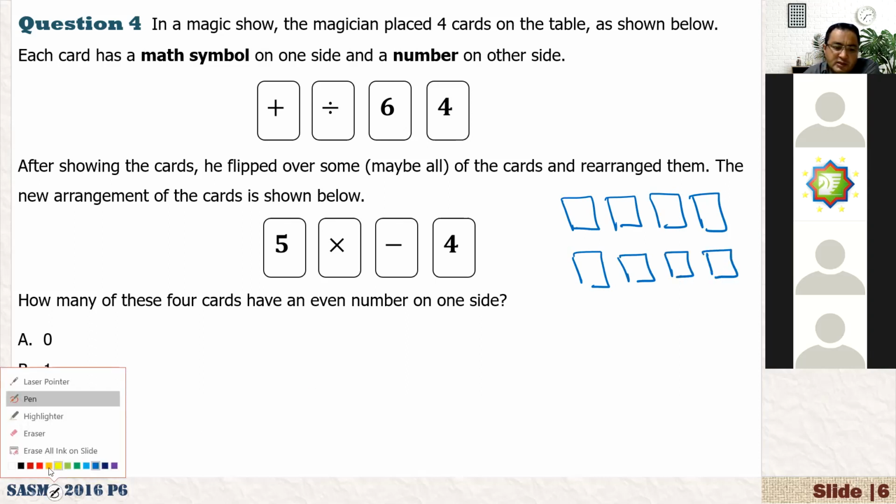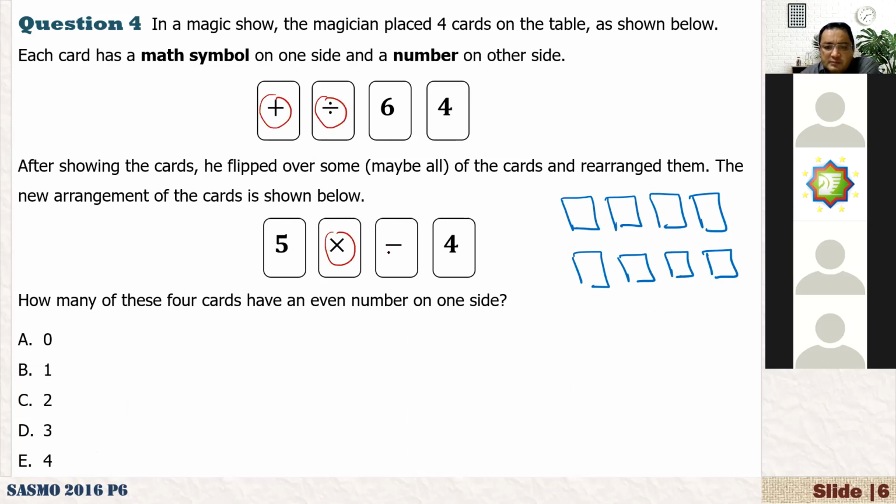As we see from the pictures, we have 4 different mathematical symbols. So here it must be plus, here division, this multiplication, and this minus, right? Now here we have 5, and in the first picture we don't have 5. That means behind plus or division it must be 5. Suppose behind plus it is 5. Now here we have multiplication and minus, and in the first one we don't have them. That means behind multiplication it must be 6 or 4. Let's say behind multiplication it is 6, and behind minus it must be 4.